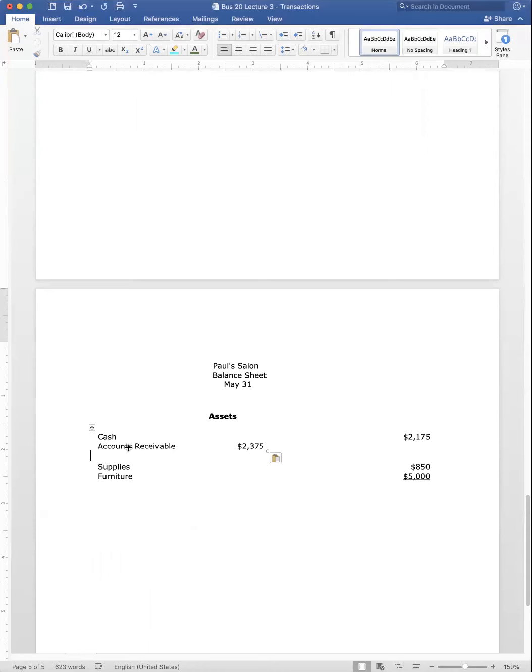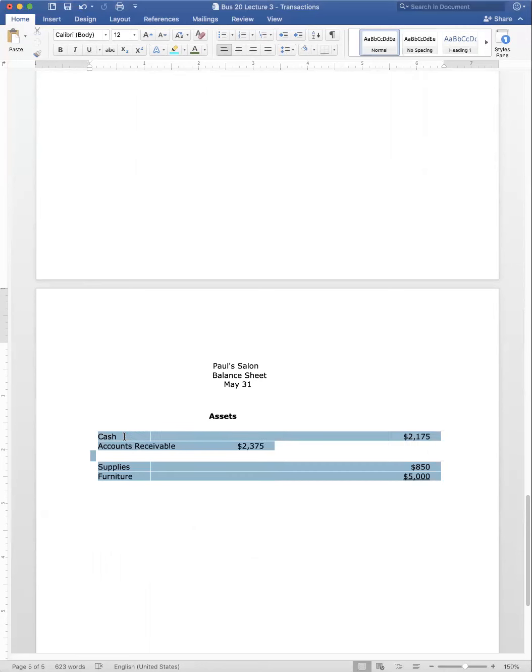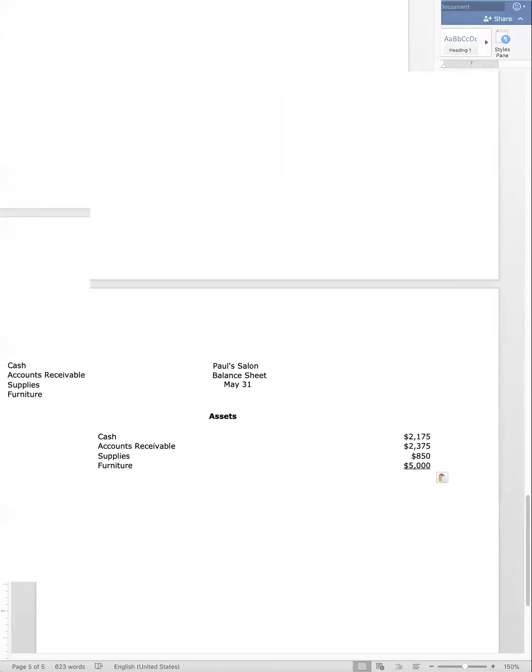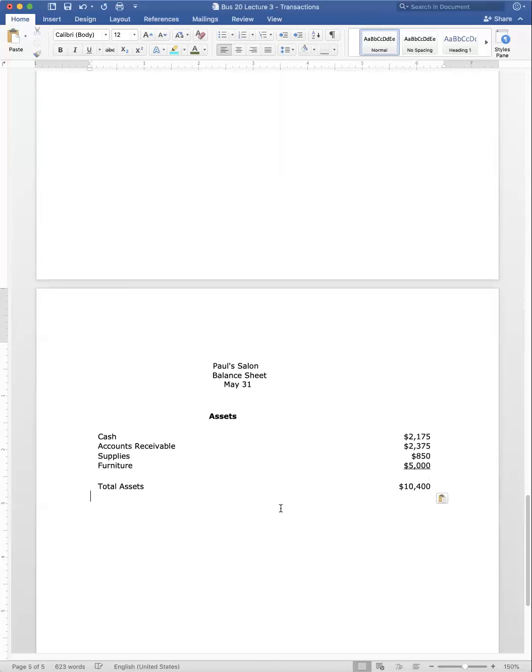All right. For some reason I have weird spaces, so let's just recopy the whole thing. All right, so there are our assets. Once we have them all, we can add them all up to get total assets of $10,400.